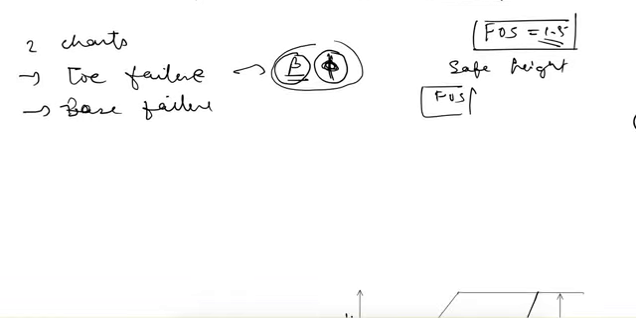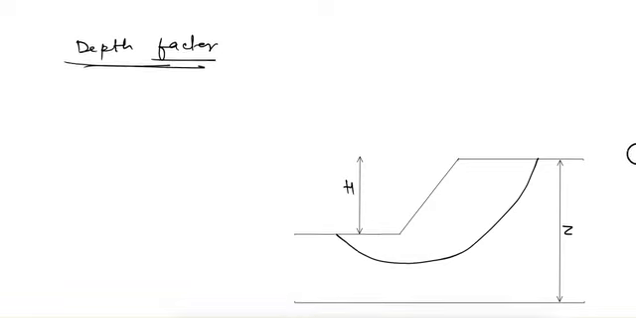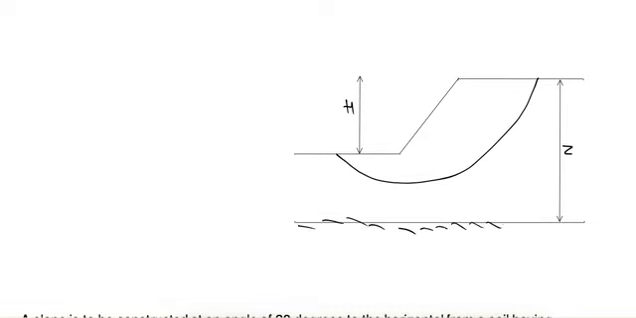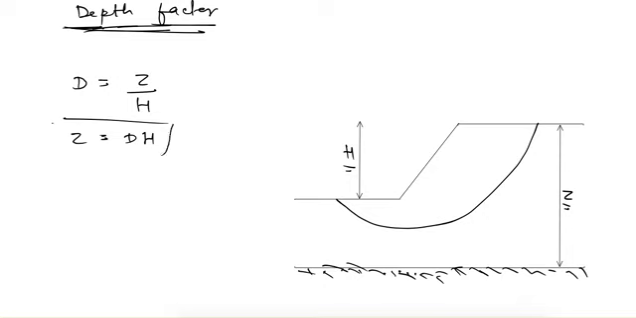And if it is a case of base failure, then there is one more term involved, that is depth factor. In case of base failure, we know there will be a hard stratum below this soil or below this slope. The location of that hard stratum is represented by this depth factor. If this hard stratum is at a depth of z and from here the height is h, the depth factor will be z upon h, or I can write z equal to dh. So that is the depth factor.